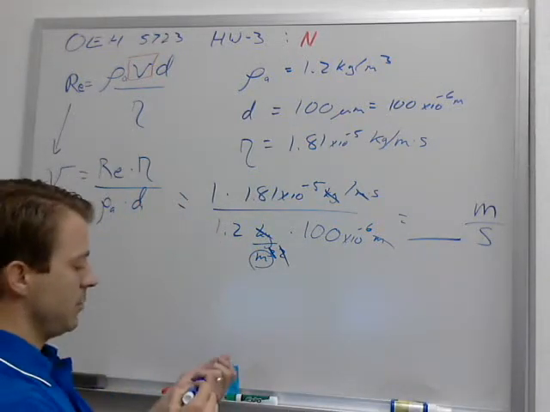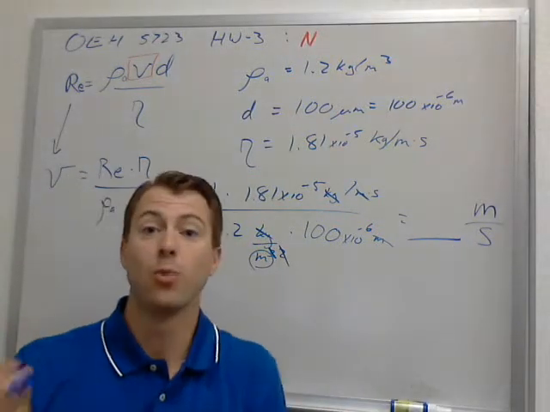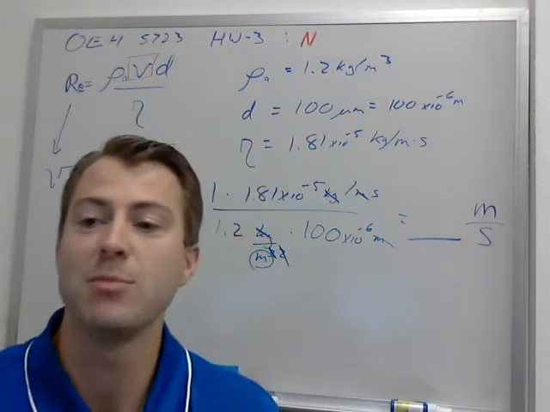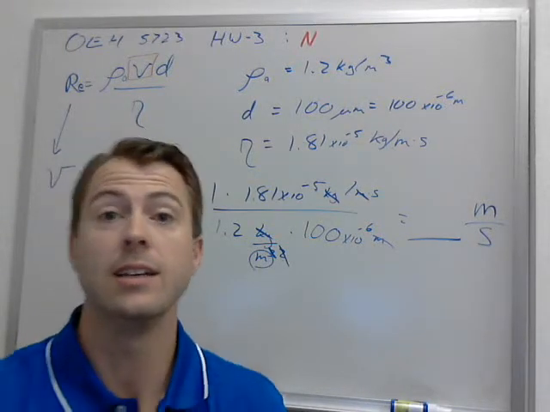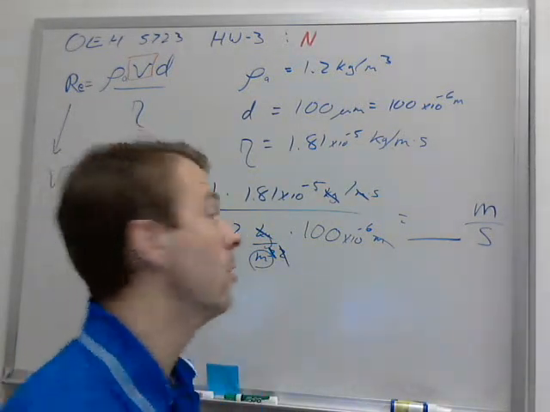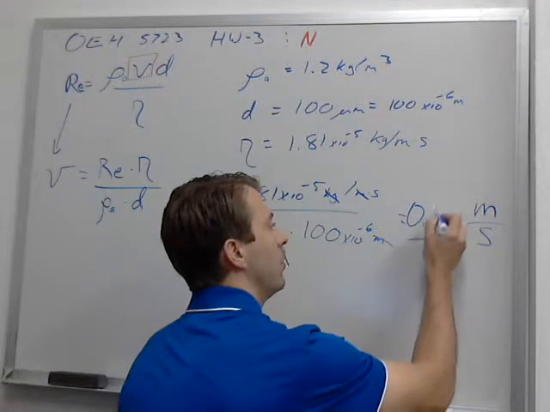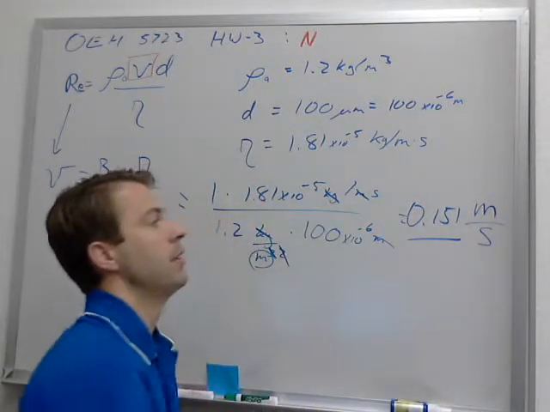So now we punch out the numbers, and I actually worked this one ahead of time. So I have the numbers worked out, and what do I get? I get that it is 0.151 meters per second.